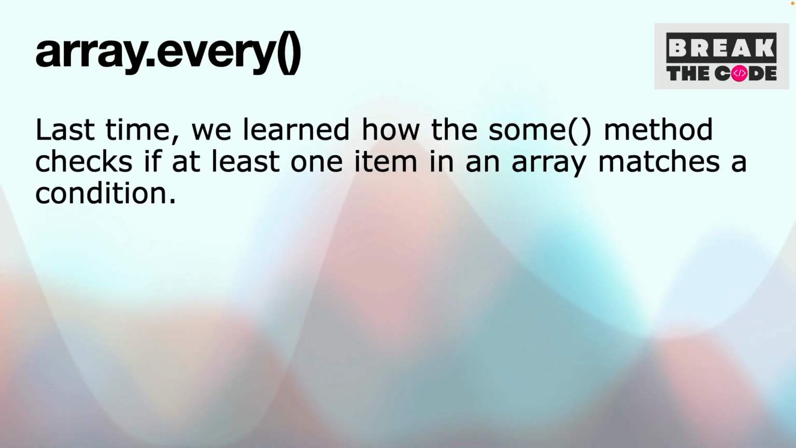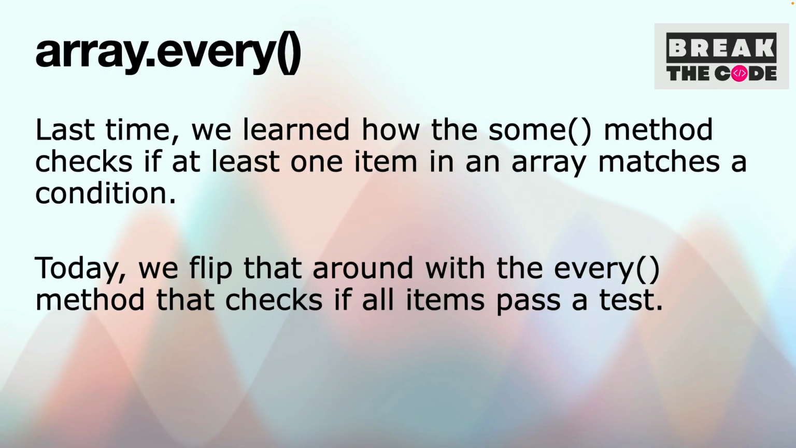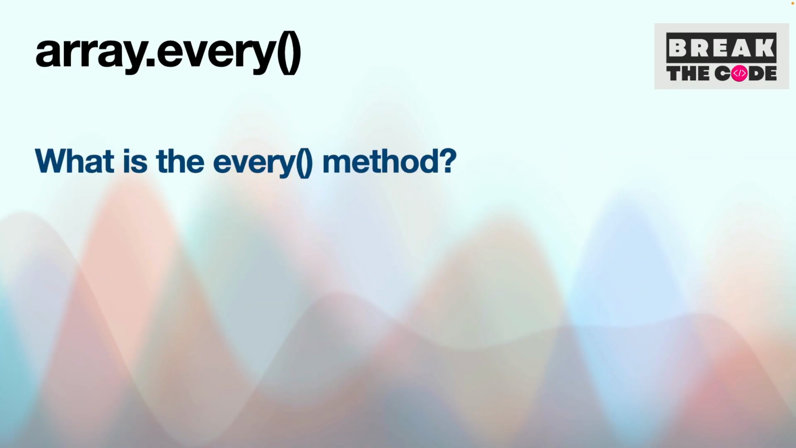Hey guys, last time we learned how the some method checks if at least one item in an array matches a condition. Today we flip that around with the every method that checks if all items pass a test. So what is the every method?